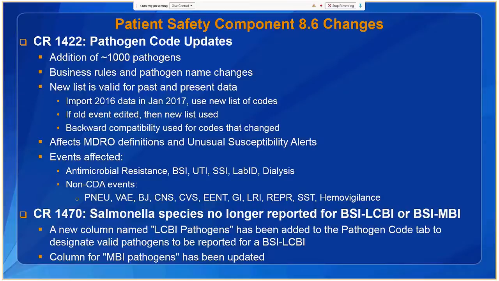The new list is valid for past and present data. So once that code is put in, deployed on January the 7th, I believe, this new list of pathogens will be applied. So if you import 2016 data in January after deployment, you're still going to need to use the new list of codes. If an old event is edited, then the user will see the new list. Backward compatibility is used for codes that change for the actual SNOMED codes.